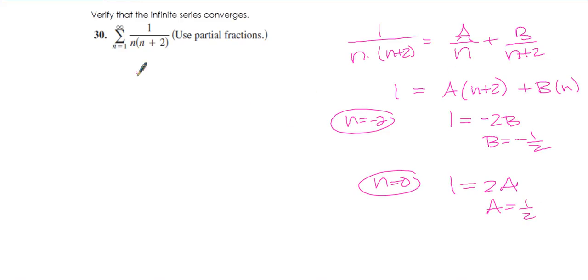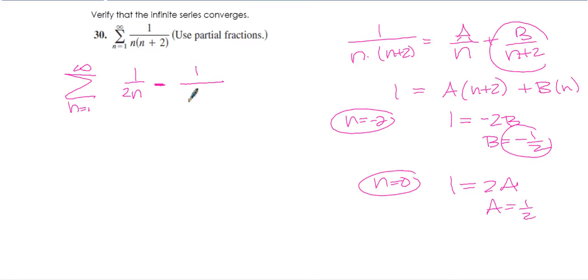So this would be equivalent to the sum from n equals 1 to infinity. I'm going to split this up. So I've got a over n, so that's 1/2 over n. Well, 1/2 over n is the same as 1 over 2n. And then I'm going to have -1/2 over n plus 2. If it's -1/2 over n plus 2, I'm going to put the minus out here, the 1 up here, the 2 like that, and then n plus 2. That's the same as -1/2 over n plus 2.